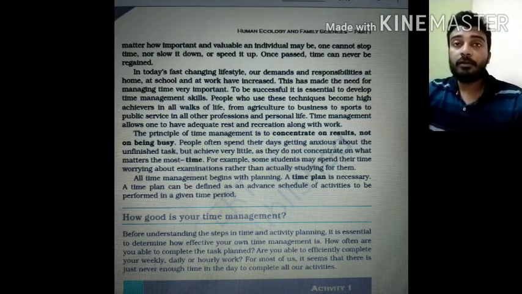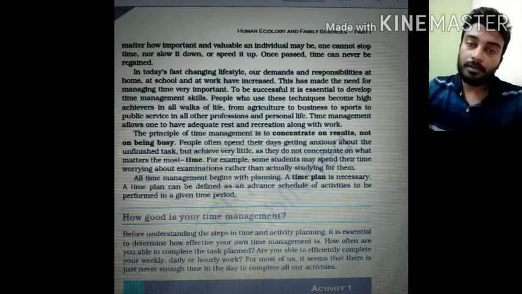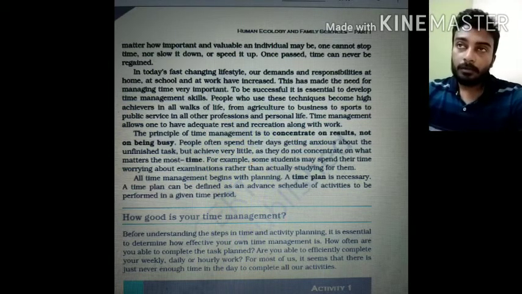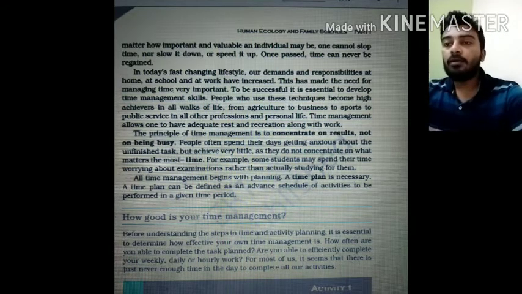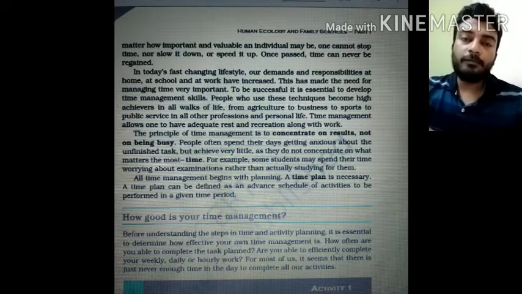So you have to maintain your time properly. Not only are you involved in your work or in your school or studies all the time, you also have to make time for your recreational activities, which will make your stress go away. Now the principle of time management is to concentrate on results, not on being busy. Being busy does not mean that you are fulfilling your time.